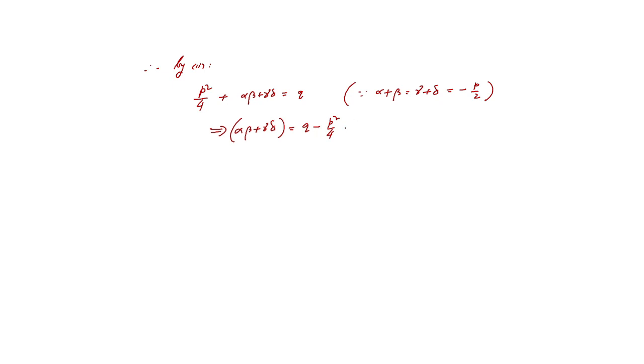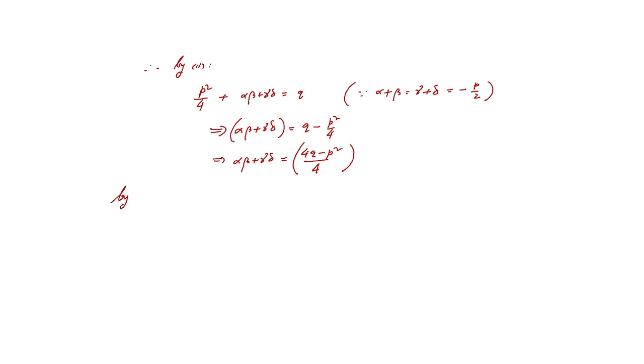So therefore by 2, p square by 4 plus alpha beta plus gamma delta, this is basically q, since alpha plus beta equals gamma plus delta equals minus p by 2. So that implies alpha beta plus gamma delta equals q minus p square by 4. So that means alpha beta plus gamma delta equals 4q minus p square by 4.